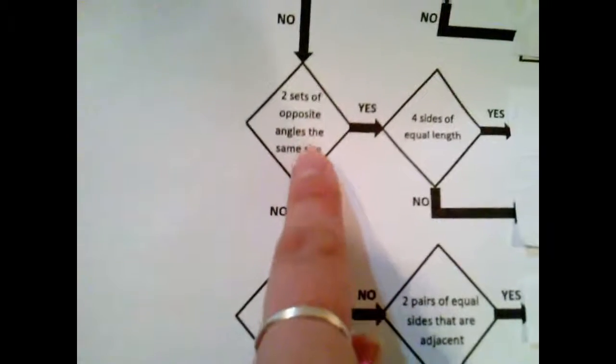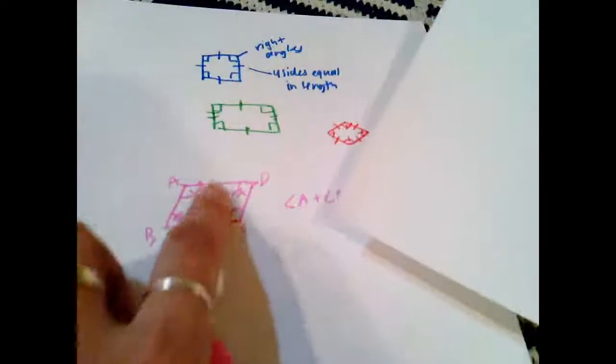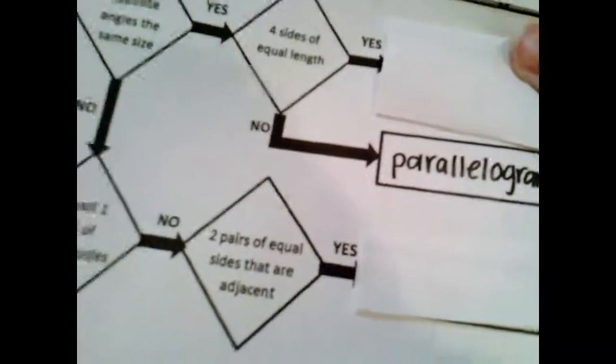But back to our chart. 2 sets of opposite angles the same size. Yep. 4 sides of equal length. Nope, we don't see any congruency signs, so we don't know which sides are equal in the measurements. So that makes it a parallelogram.